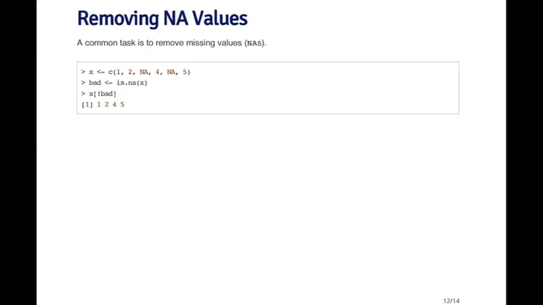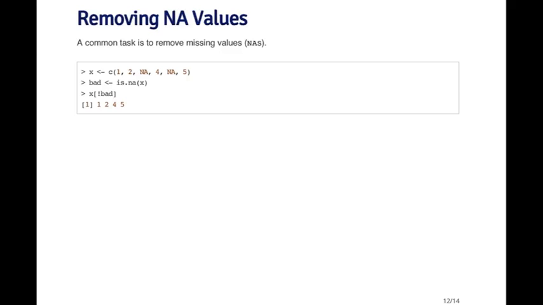The last thing I want to talk about is removing missing values, or NA values, from an object. This is a very common operation in data analysis because most realistic data have lots of missing values. The way you can do this for either a vector or a matrix or a data frame is you want to create a logical vector which tells you where the NAs are, so that you can remove them by subsetting. So here I've got a vector X.